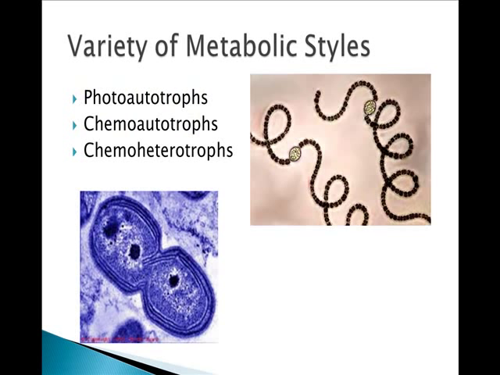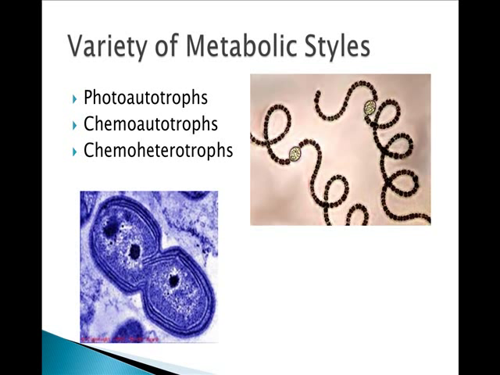So eubacteria pretty much have figured out every type of metabolic pathway on the planet. So if there is a metabolic pathway, there's a bacteria that does it. Photoautotrophs are photosynthetic, and cyanobacteria like this Anabaena on the right-hand side is one of them. Anabaena also can fix nitrogen in these little big balls, which are called heterocysts. Green and purple bacteria use hydrogen sulfide and hydrogen gas as a source of electrons for photosynthesis as well.